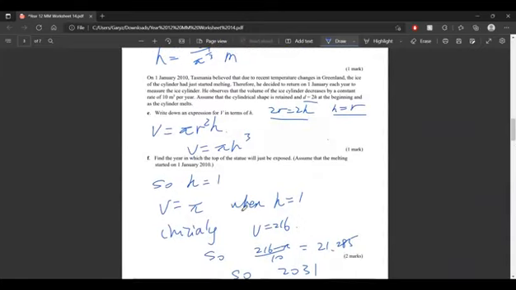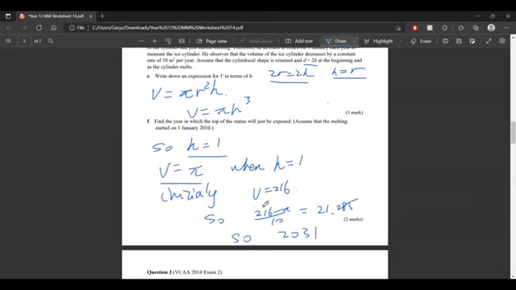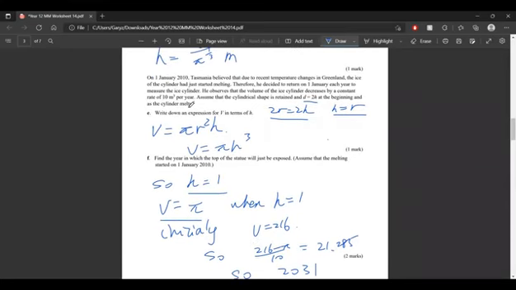So what I did is that the top of the statue is exposed when the height is equal to 1, right? Because the statue is 1 meter tall. And that happens when volume is equal to pi, because v is equal to pi h cubed. So volume must be pi when h is equal to 1. And initially, v is equal to 216. And we know that the volume decreases at 10 meters every year.